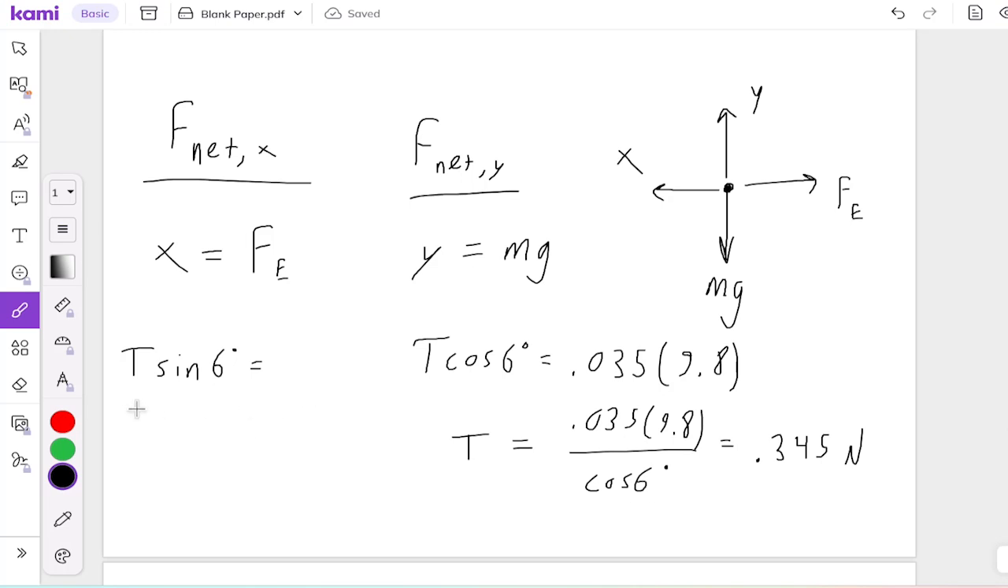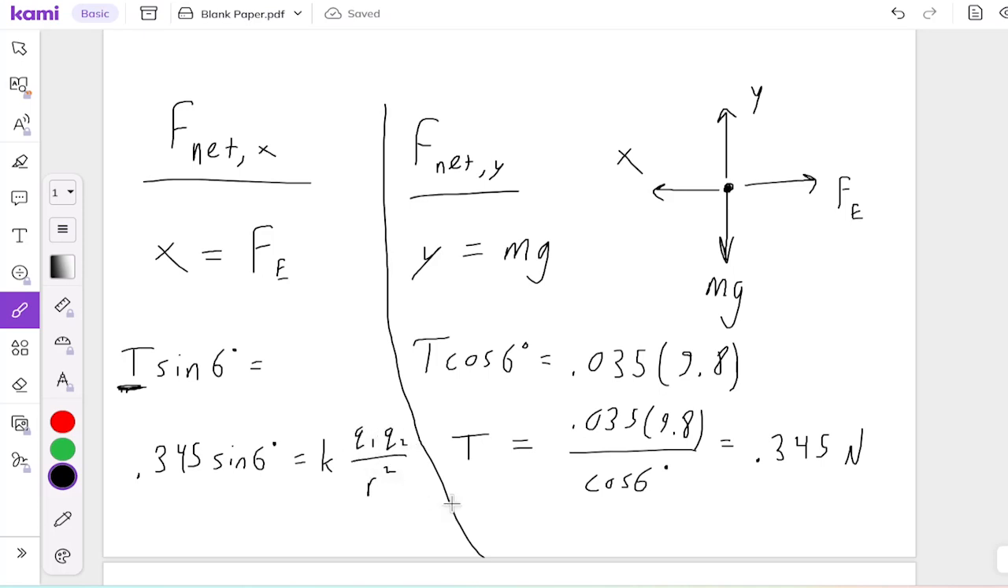But anyways, now I can plug that in right here for T. 0.345 times sine of 6. And then remember, I have to set it equal to the electric force, k Q1 Q2 over R squared, and absolute value, we already know. So can someone tell me Q1, Q2, and R? And I'm confused too, because I only have one charge. I don't even have two charges, and I don't even have a distance.